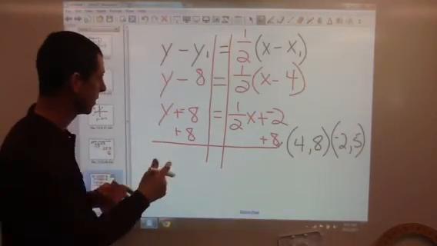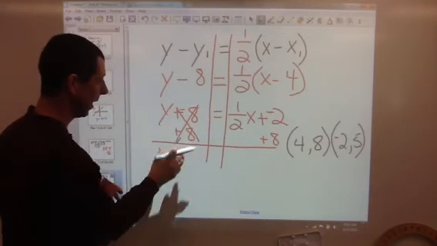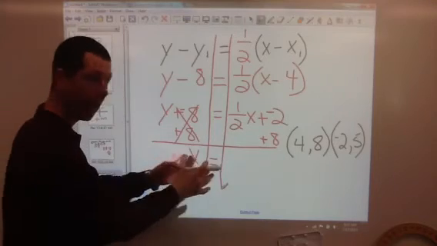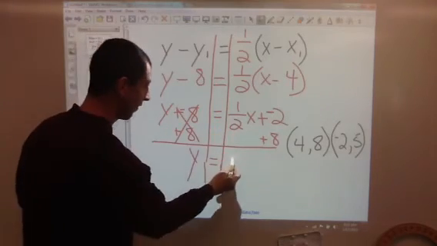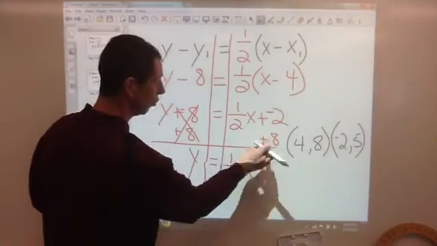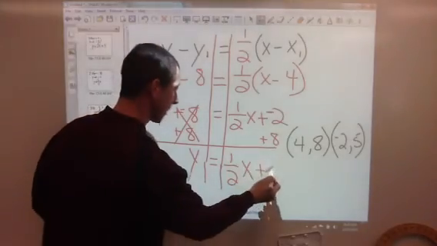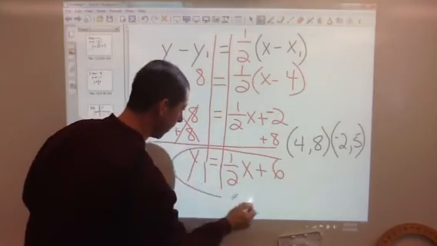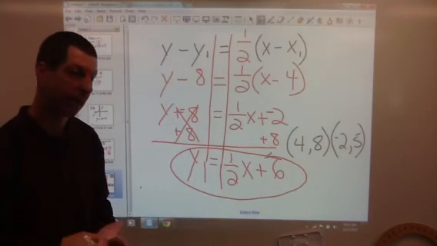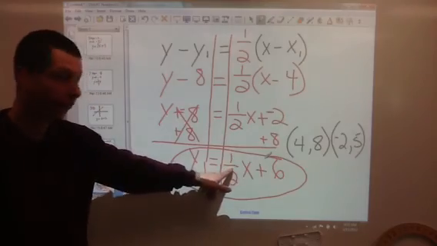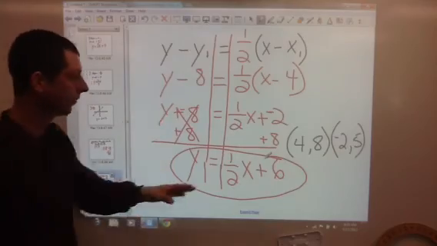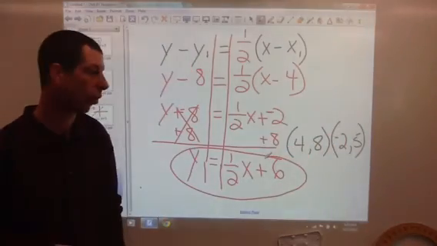Now let's crunch these numbers a little. These cancel because it's a negative 8 and a positive 8. So I have y equals, and that's our y-intercept form we're getting to now, 1/2 x. In this case here, I have a negative 2 plus 8, which is positive 6, so plus 6. So there, finally, I have it in the slope-intercept form. My slope is 1/2, my y-intercept is 6, and remember that came from these two sets of coordinates.